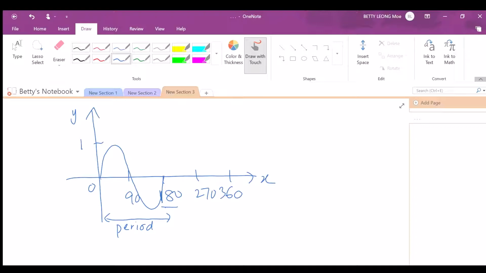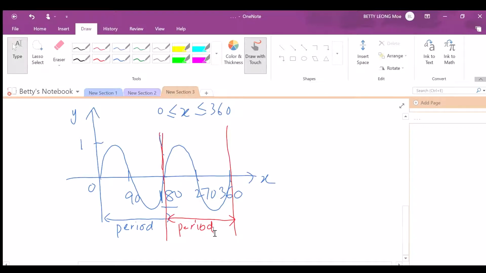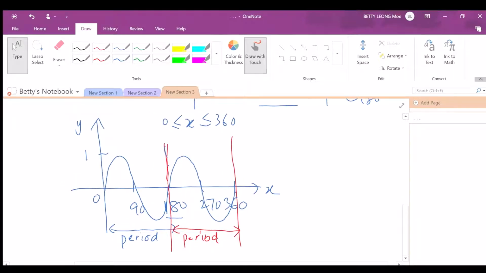Because our x is from 0 to 360, we continue this graph. We add another cycle, so another cycle will be like this and stop here. So you have 2 complete cycles. That means this is another period. So this is the graph. It becomes compressed compared to the first one, the basic graph.